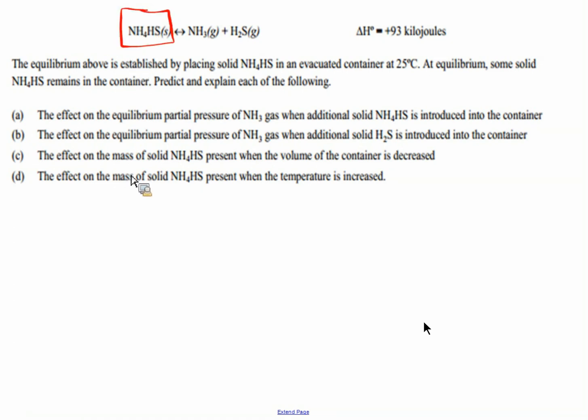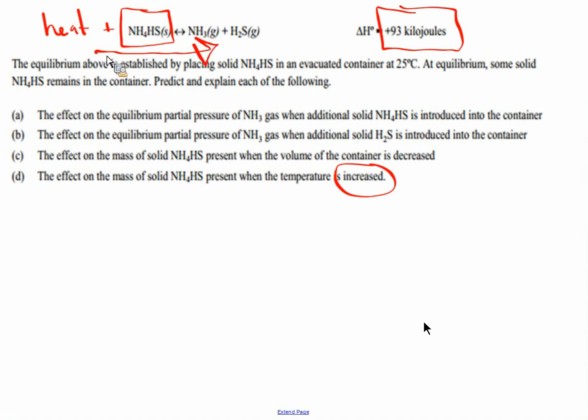All right, now we're going to define what's happening to this one more time: the effect on the mass of that when temperature is increased. If it's a positive sign, where do I write the word heat? On the left. So if I increase the temperature, I go away from the heat, correct? Which means I move in that direction and produce more products, which means what happens to this then? It has to go down.